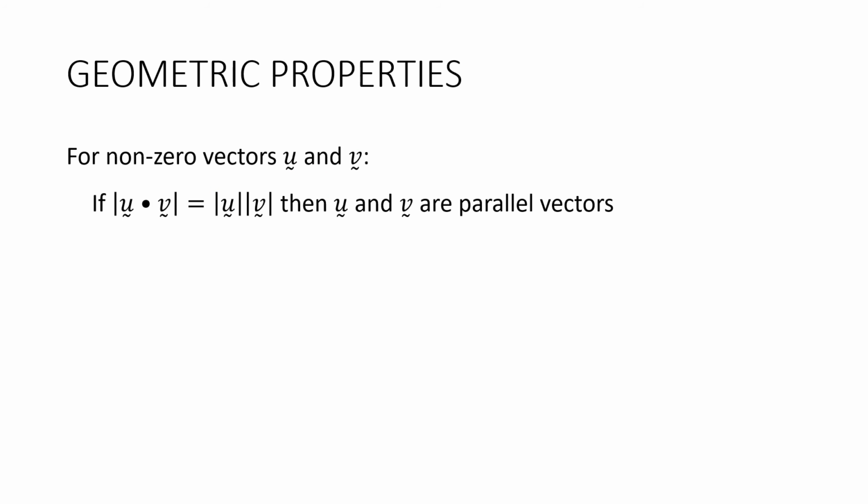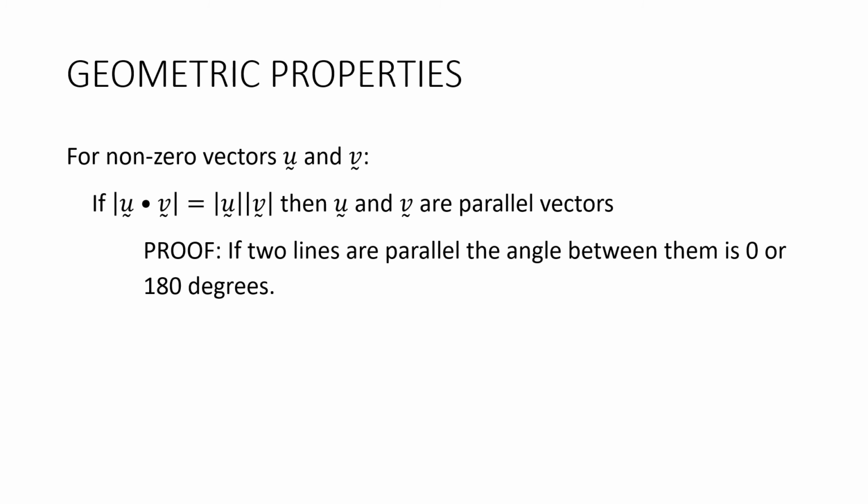And here's our second geometric property. If the absolute value of the dot product is equal to the magnitude of u times the magnitude of v, then u and v are parallel vectors. Now, this is a really good example of how these signs kind of mean the same thing, but in this case this is the absolute value, and in this case it's the magnitude. Okay, because u dot v is a scalar. So all we're doing is stripping the negative off here, but in this case we're working out the length of the vector. So let's prove this.